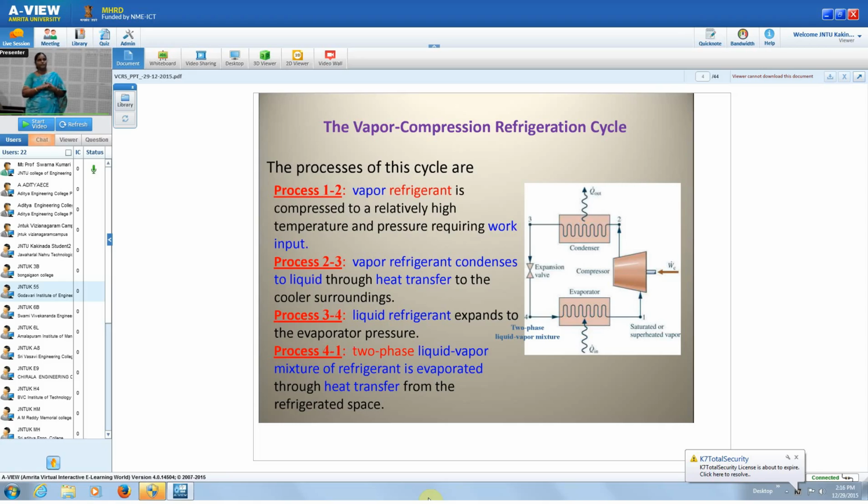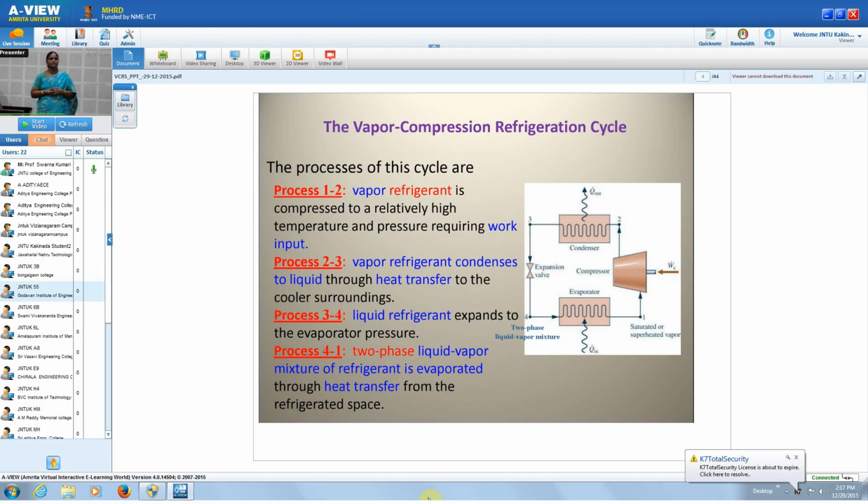Then process 3-4. So the liquid refrigerant expands in the expansion valve to the evaporator pressure. So the maximum pressure is nothing but the condenser pressure, and the minimum pressure is the evaporator pressure. So that pressure difference is created due to expansion in the expansion valve.